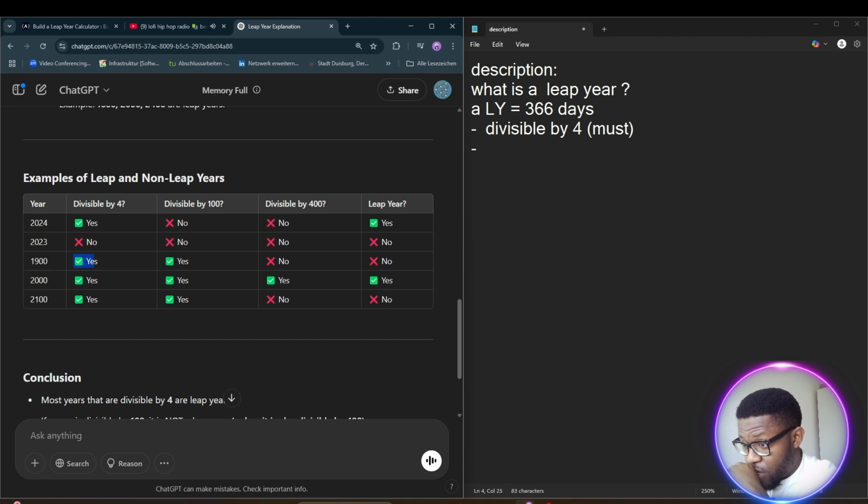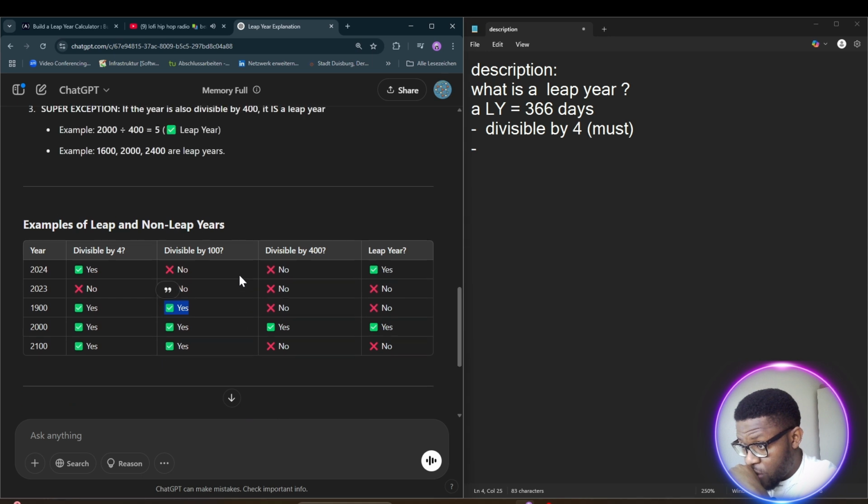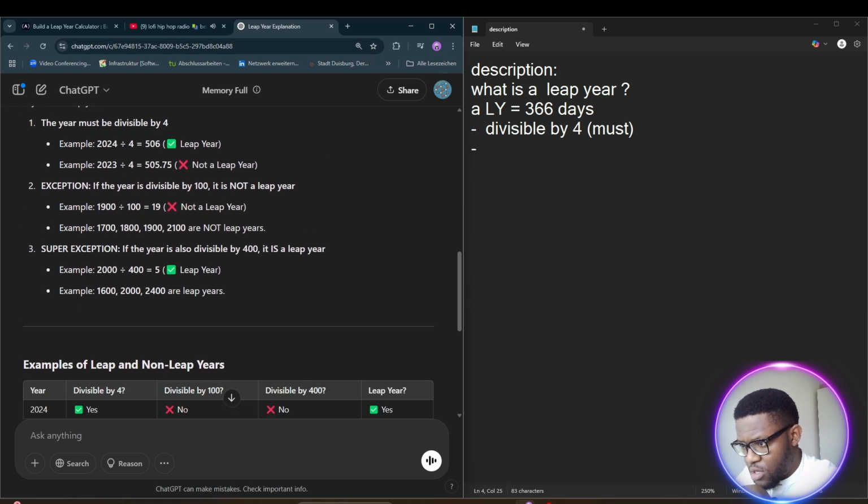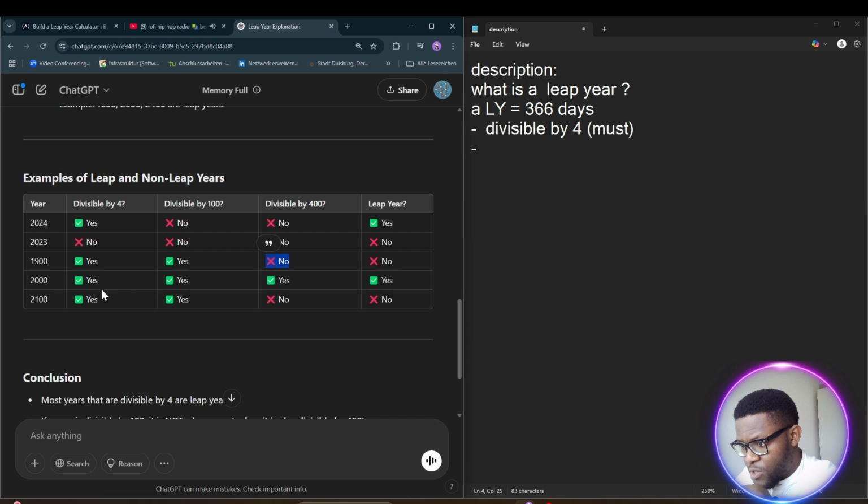If the year is divisible by 4 and divisible by 100, and it's not divisible by 400, it's not a leap year. Interesting. Super exception: if the year is also divisible by 400, it's a leap year. If the year is divisible by 4, it's a leap year. So these are the two interesting conditions.